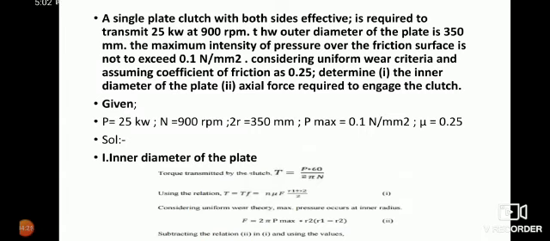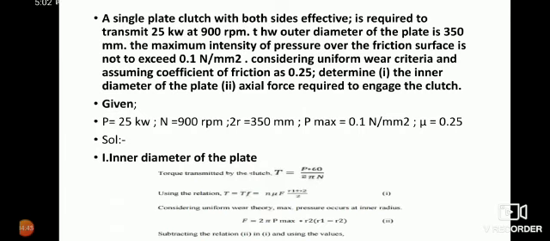However, the outer diameter of the plate is 350 mm. The maximum intensity of pressure over the friction surface is not to exceed 0.1 Newton per mm square. Considering uniform wear criteria and assuming the coefficient of friction is 0.25, determine the inner diameter of the plate and the axial force required to engage the clutch.